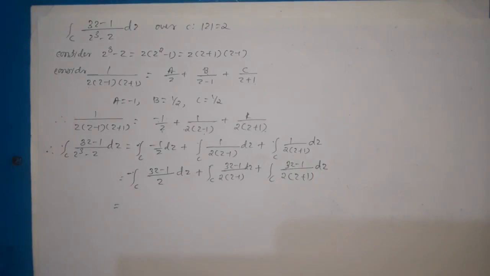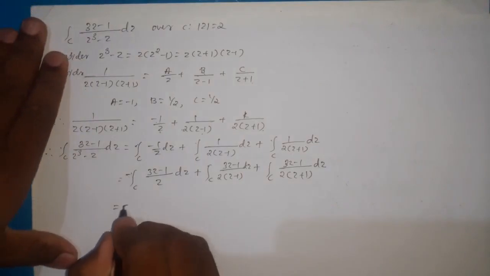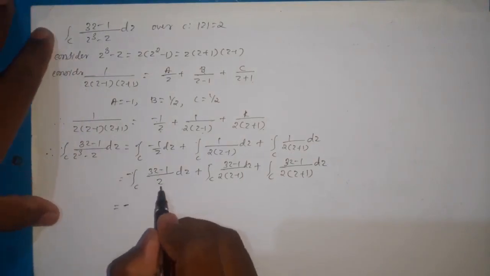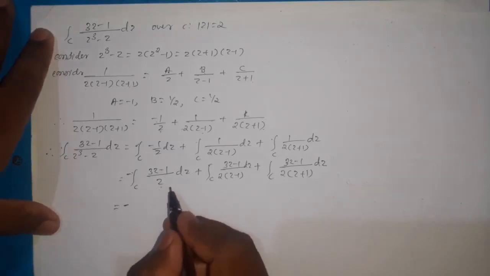So here, instead of calculating each integral separately, we can apply Cauchy's integral formula directly. So here this minus sign stays as it is. Now it is of the form f of z divided by z minus a. So its value is equal to what? 2 pi i f of a, right?